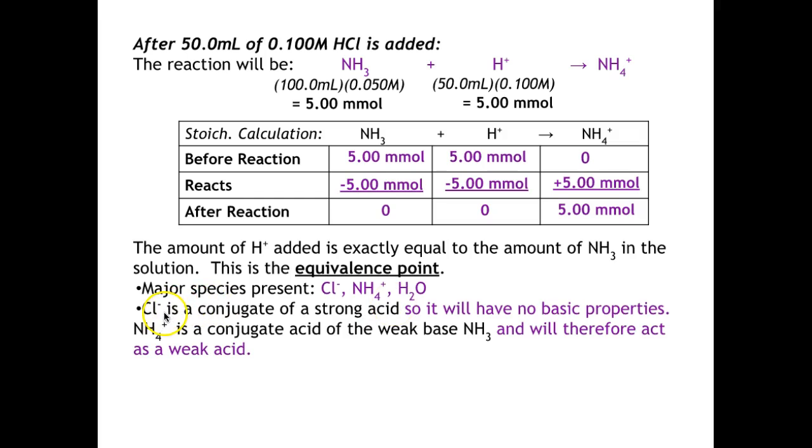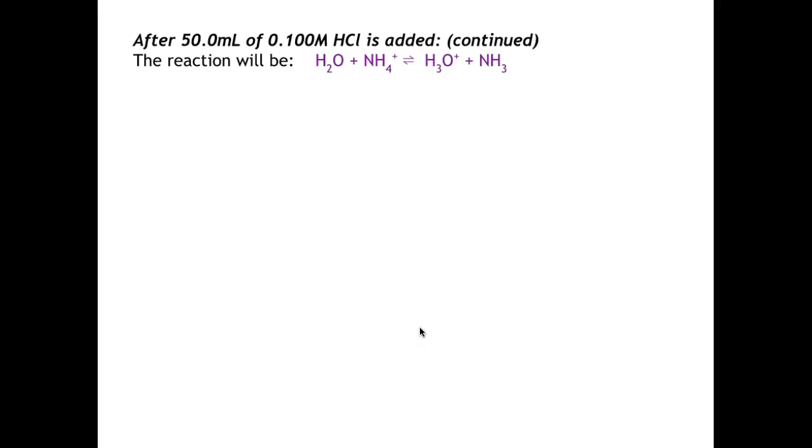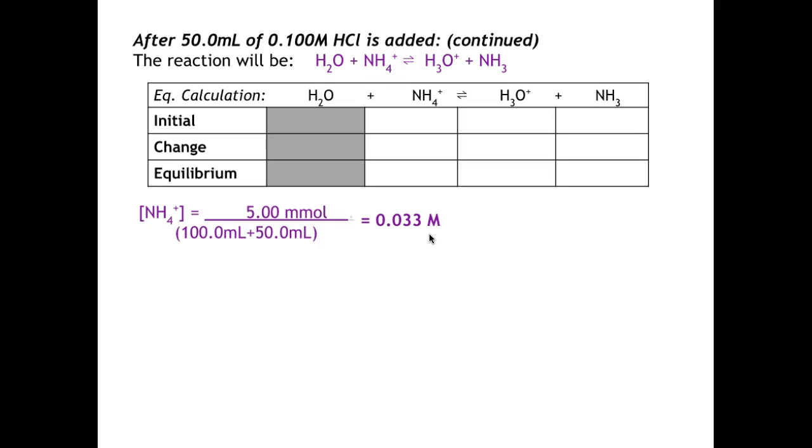So because this is a conjugate of a strong acid, no effect, but we do need to see what effect the ammonium has on water. So we're going to have to do an ice table. If we take a look, we're going to look at the millimoles of our ammonium that was left, which is 5 millimoles from the BCA table previously, divided by our total volume, which is 150 milliliters. And so our molarity is 0.033 molar. We're going to put this into a BCA table. Sorry, not BCA table, an ice table.